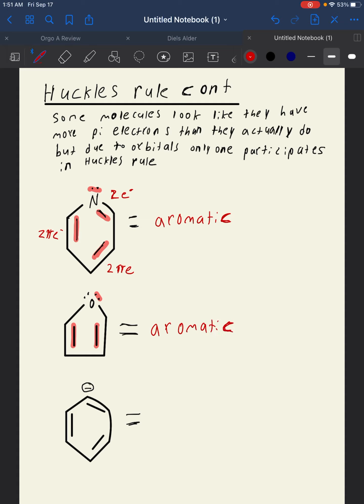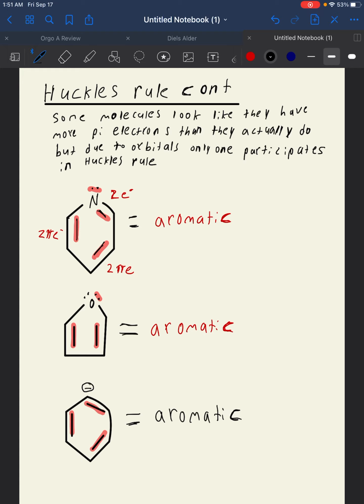Same thing with this. It looks like it wouldn't be aromatic because of this weird negative charge up here, but only this contributes to the aromaticity of this compound. So it would be 2, 4, 6. This would be 100% aromatic.